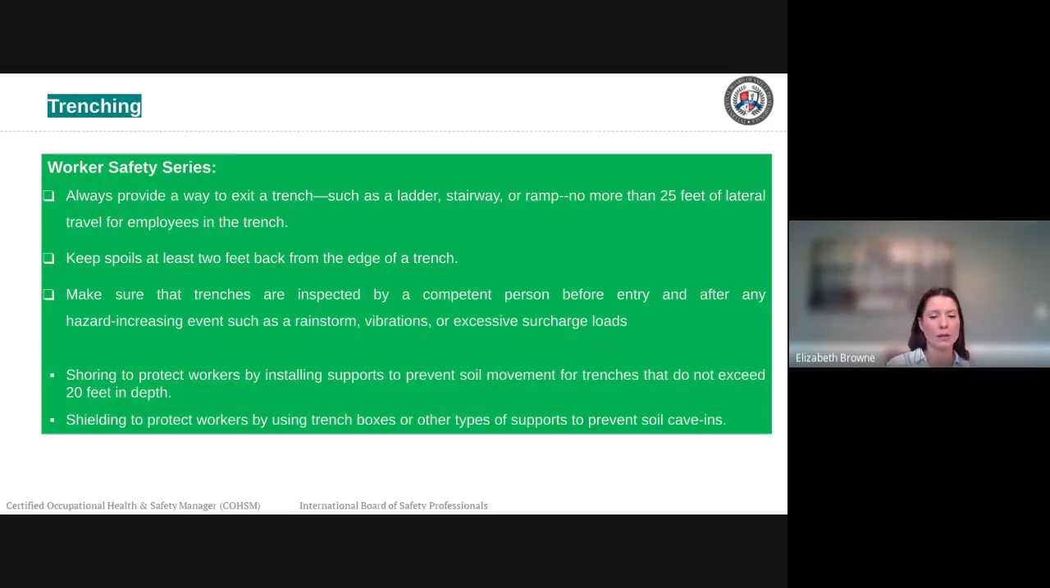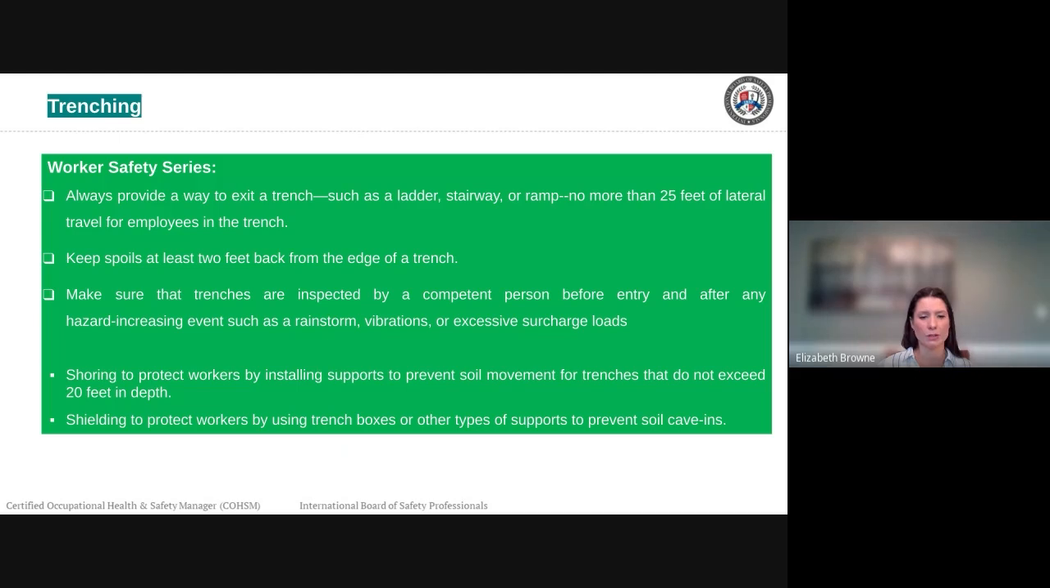We always want to provide a way to exit a trench, such as a ladder, stairway, or ramp. There's no more than 25 feet of lateral travel for employees in the trench so that they can quickly escape the trench if needed. We want to keep spoils of the trench at least 2 feet back from the edge of the trench. We want to make sure that trenches are inspected by a competent person before entry and after any hazard increasing event, such as a rainstorm, vibrations that could affect the movement of the earth, or excessive loads.